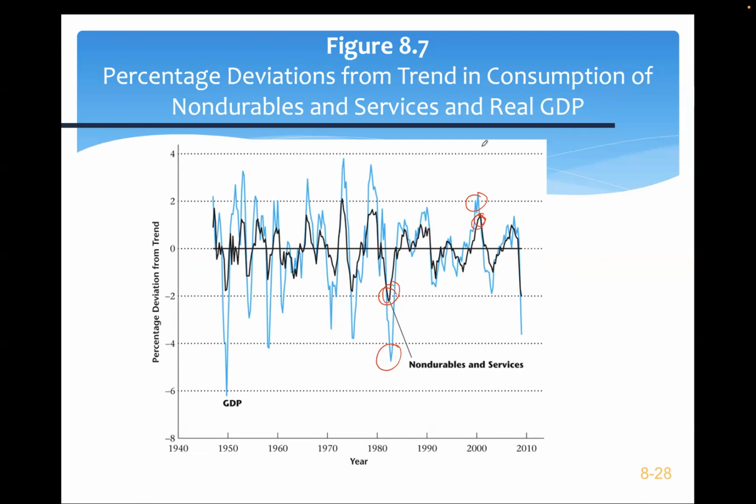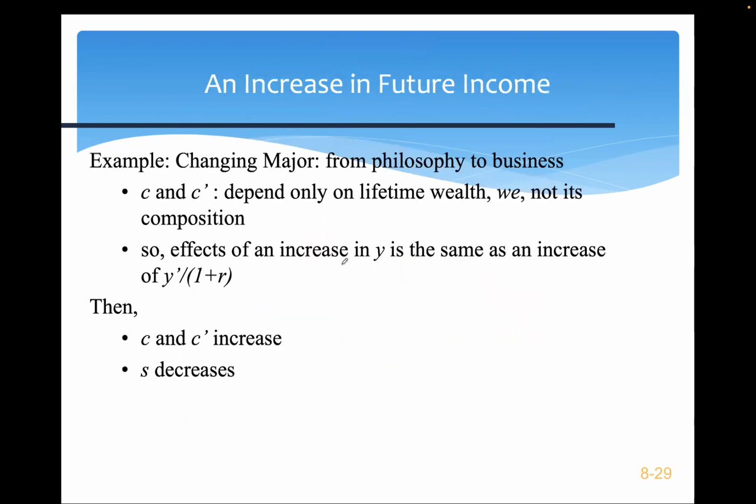Yes, it is true. However, the magnitude of the fluctuation is much smaller. This is consistently true throughout the time period we look at, after World War II till 2010. Right? So this reflects the consumption smoothing for the households.